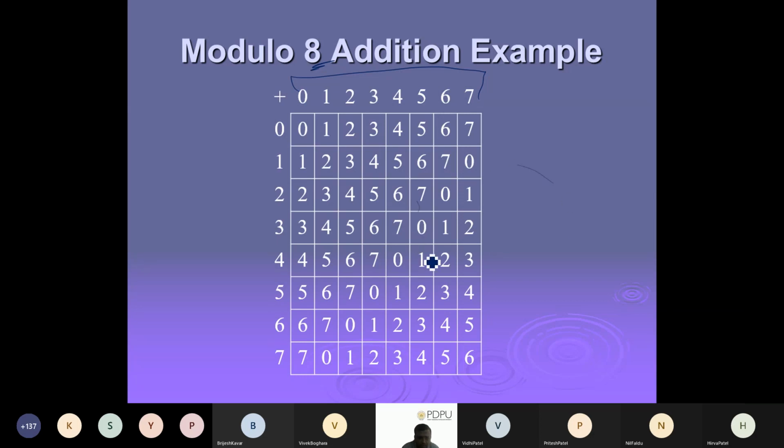Now can anyone tell me why there is a 1 here? For example, this one that I have highlighted. Let me take a student. Smith, can you tell me why there is a 1 here?